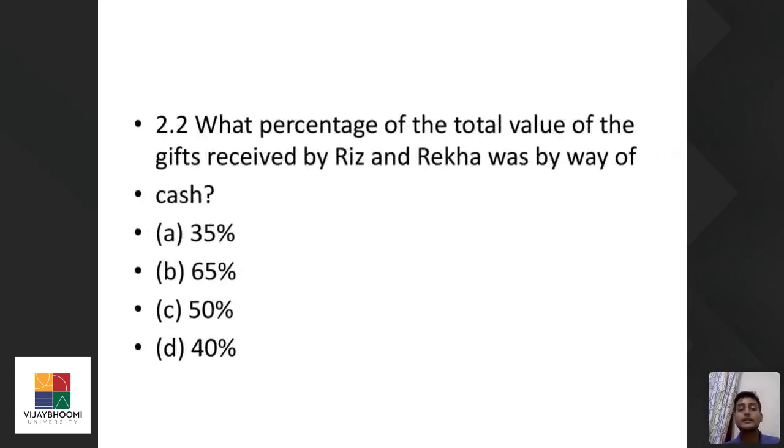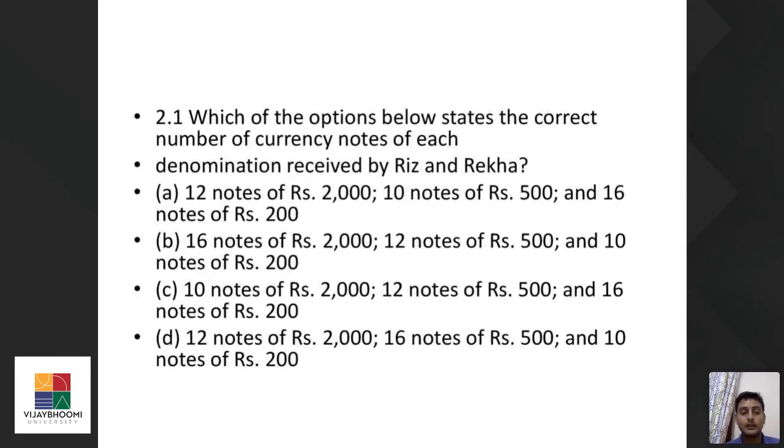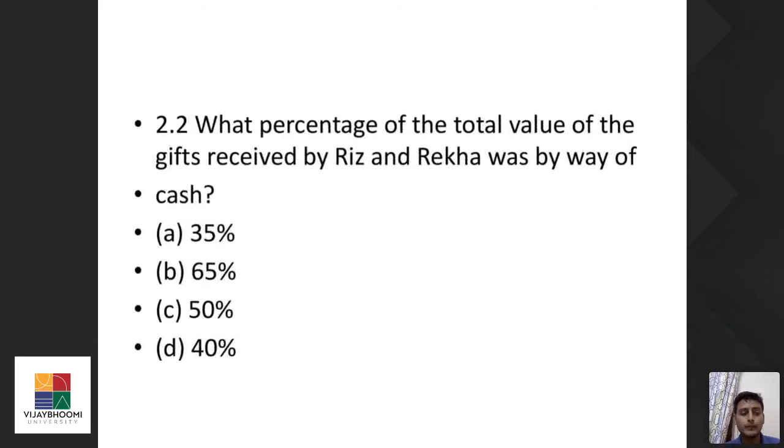Then, what percentage of the total value of the gifts received by Riz and Rekha was by way of cash? We just calculated the total in the second option, which came to a total of 40,000. 32 plus 6 plus 2, that makes 40,000. So that's 40%. Yep, the answer is 40%.